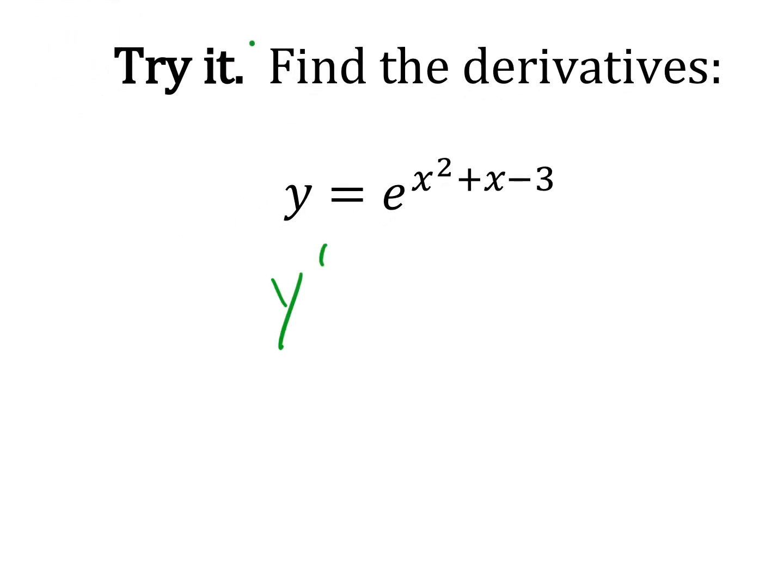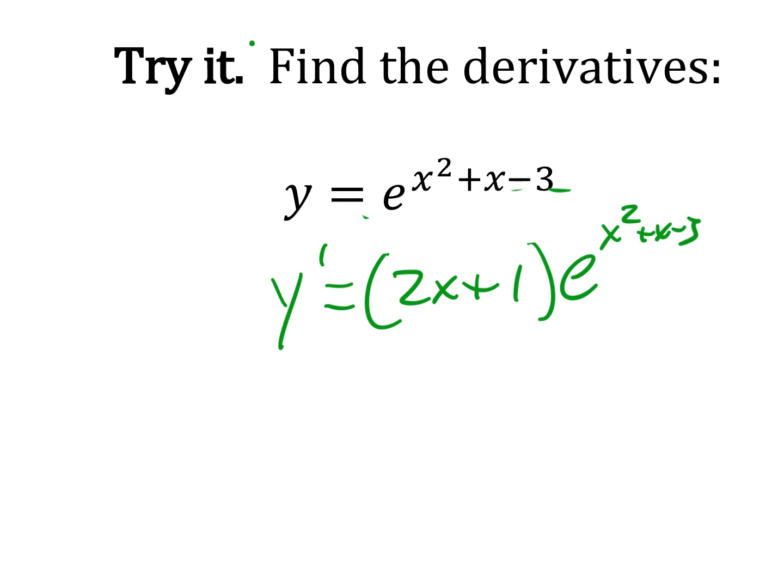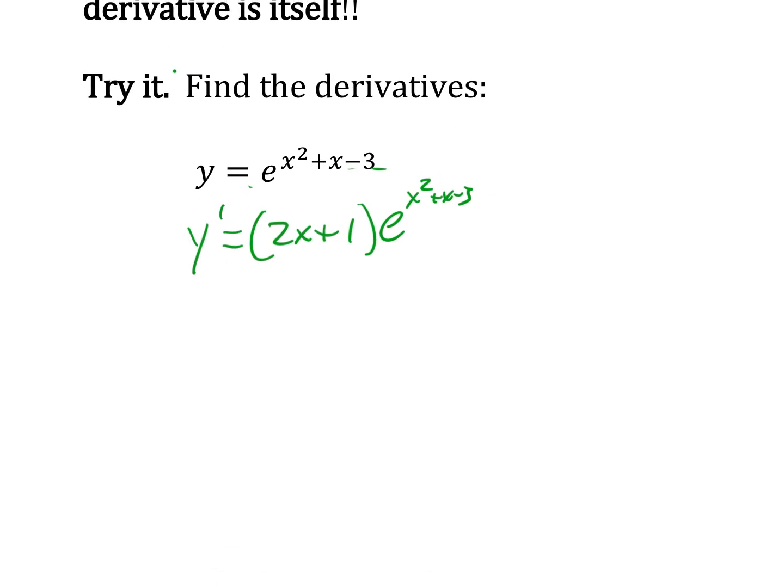So how about this? What is it if we have y equals e to the x squared plus x minus 3? Well, that's just going to be the derivative of the inside. This is the inside here. The derivative of the inside is 2x plus 1. The derivative of the outside is just e to this power. Well, we just found out that the derivative of e to the x is e to the x. So the derivative of e to the u would be e to the u, or e to the x squared plus x minus 3. That's it. So that's the chain rule there.